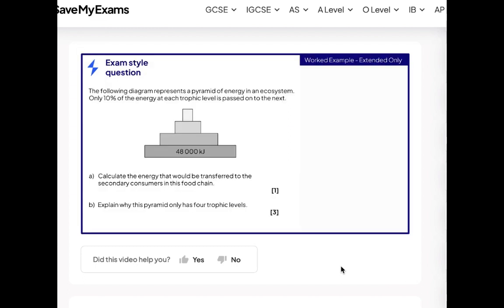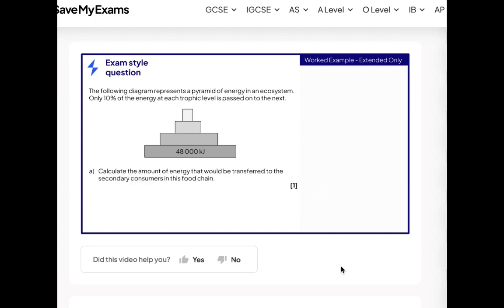Now let's look at an exam-style question. You are given an example of a pyramid of energy and asked to calculate the energy that would be transferred to the secondary consumers in the food chain. It is good practice to always show your calculations with questions like this one. The second question asks you to explain why this pyramid of energy only has 4 trophic levels. The command word explain will require you to write a detailed answer.